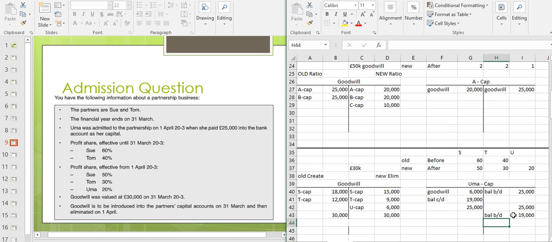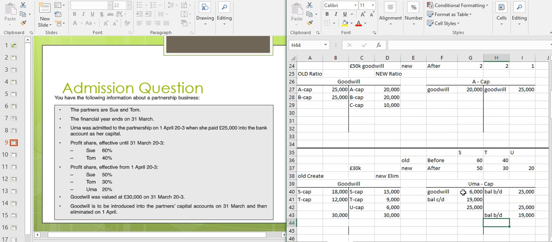Why has her capital reduced? The reason is she has joined an established business, and to join an established business and to receive profits immediately, for a partnership that is, you've got to pay a small premium. Okay, so she has paid £6,000 in premium. 25 she started, she's ended up with 19, she's paid 6, and we can see that there.